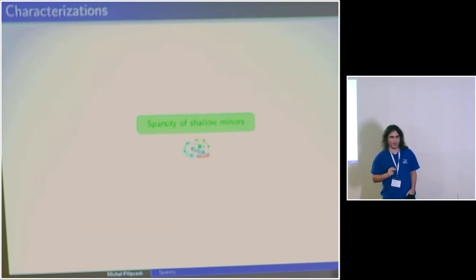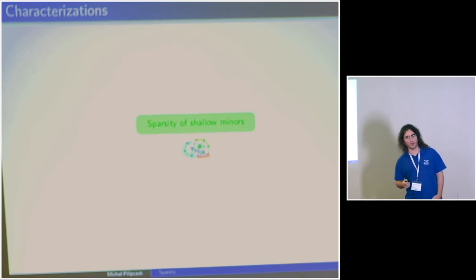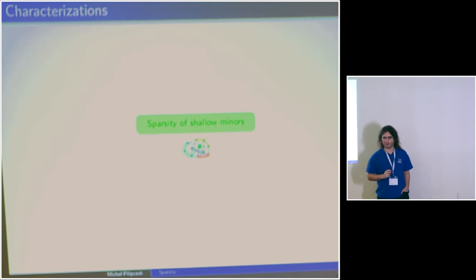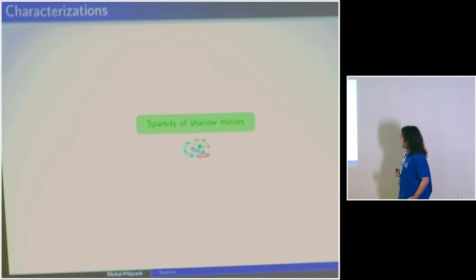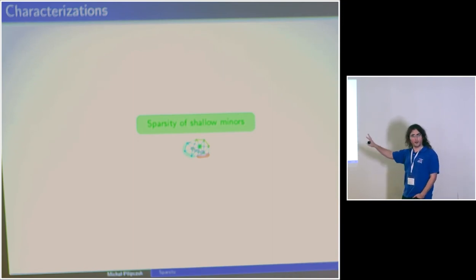Okay, so let me talk a little bit about different characterizations. So in the middle we have the definition of bounded expansion or lower denseness via those shallow minors. Yes, so I want to go through basically the intuitions behind different notions. I will not define them formally.